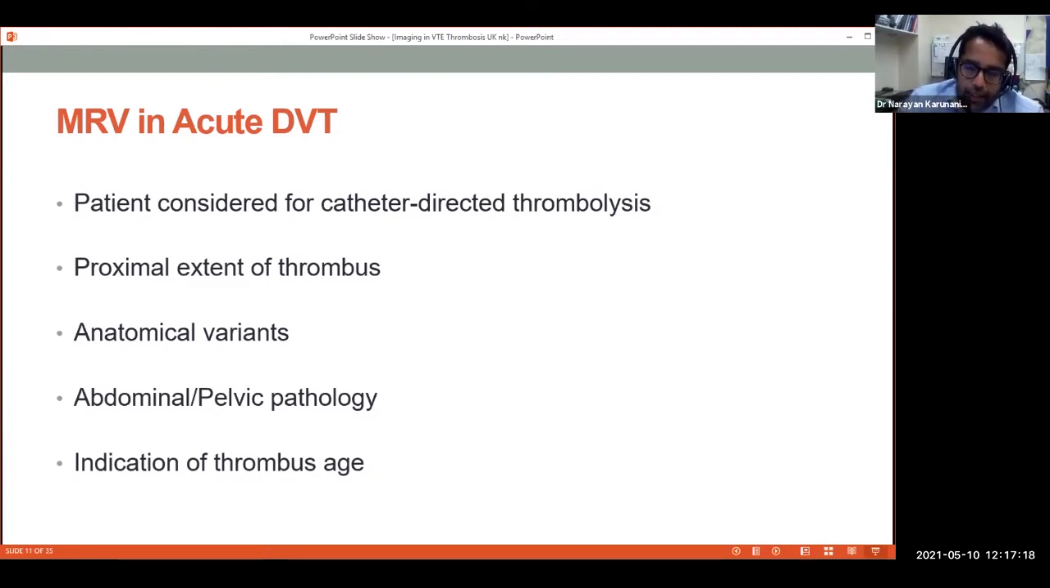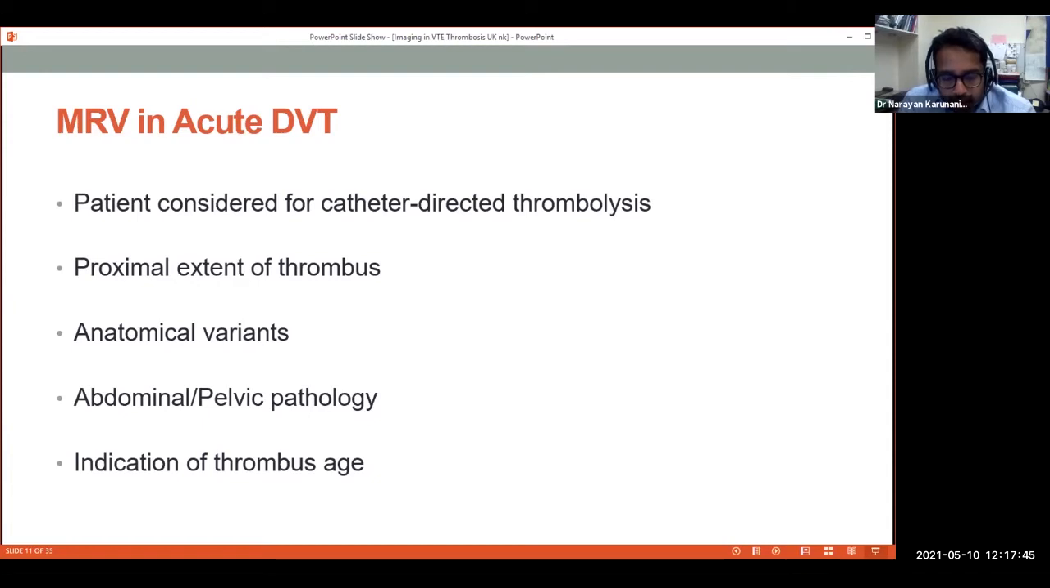For example, it'll tell us what the proximal extent of the thrombus is, how much above the inguinal ligament does it extend? Does it extend into the inferior vena cava? Are there any anatomical variants, like there is a small percentage of patients in whom the IVC may be absent, or we may have 2 IVCs? All of these are really important information to take into account. It also provides information on any coexisting abdominal or pelvic pathology.